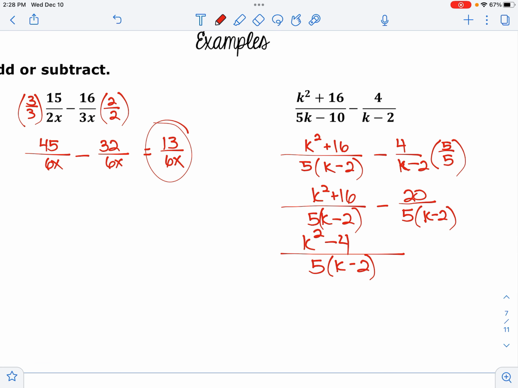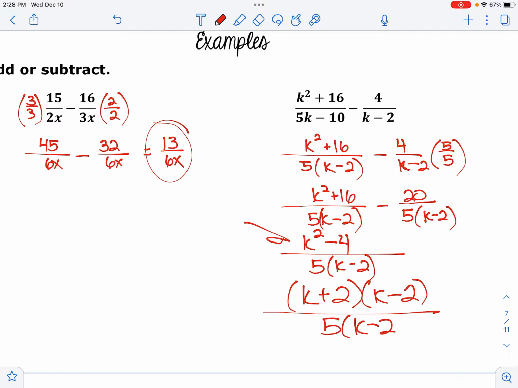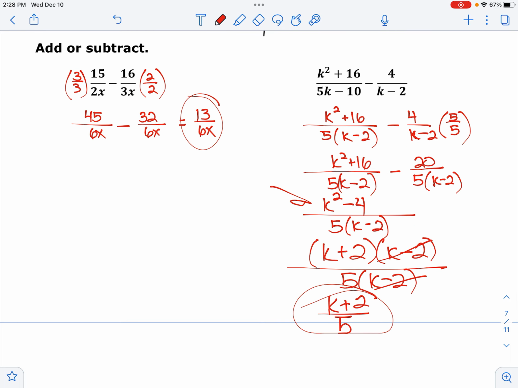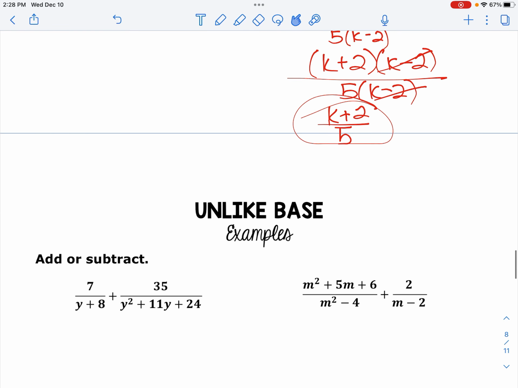Okay, but now this top is difference of 2 squares, so I'm going to factor that to k plus 2, k minus 2. And then 5 over k minus 2. These cancel out. So I'm left with k plus 2 over 5 as my answer. So you can see a little bit trickier, but still not too bad. If you're good with your factoring, it makes it a lot easier. Hopefully the factoring refresher helped you out.